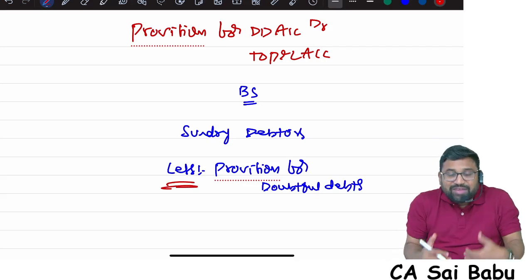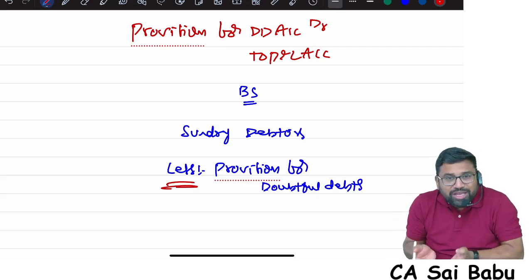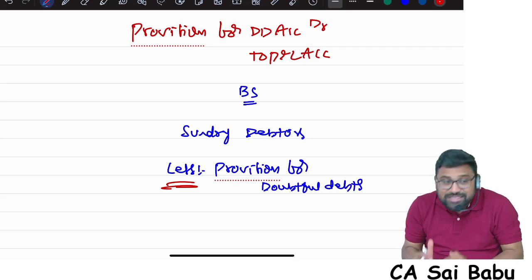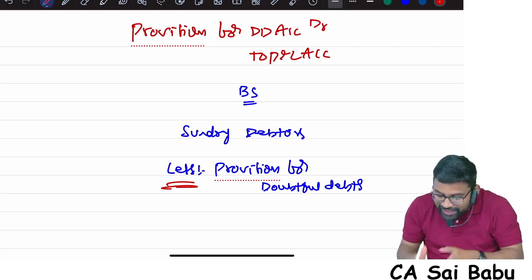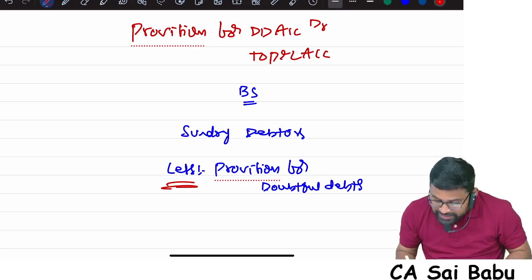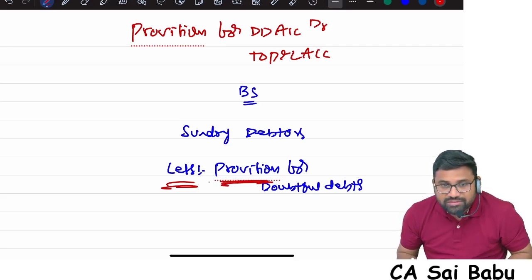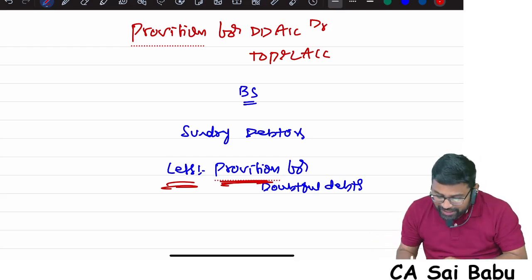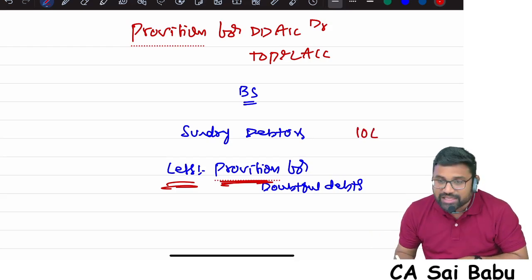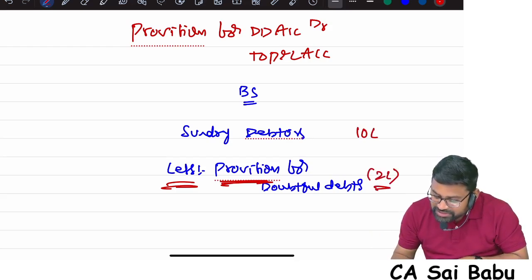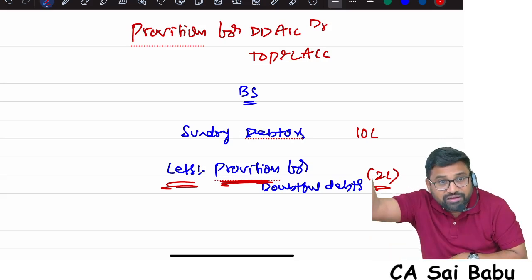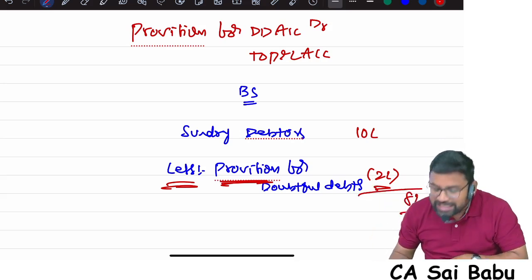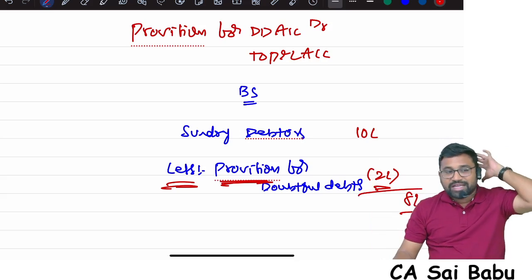Liability means something we need to pay. Are we required to pay anybody here? No, just my collection of some amount is not coming. That's why I create a provision. This is my possible loss. That's why I'm reducing. That means I'm indirectly telling the users that my debtors is 10 lakhs, but my provision is 2 lakhs. That means this 2 lakhs may not be recovered in future. Therefore, you assume only 8 lakhs is my asset.